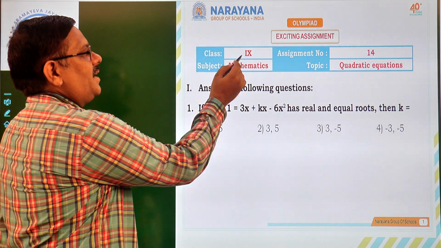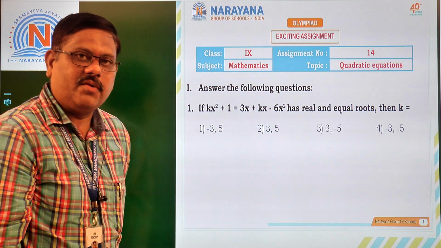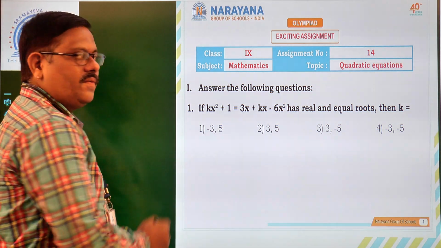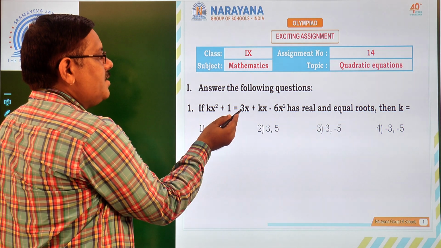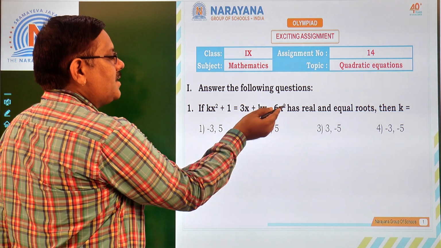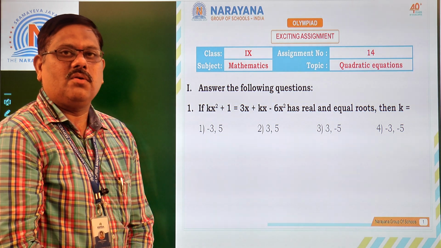Today for class 9 students, we are going to discuss assignment 14 on quadratic equations. Okay, now let us start with the first question. The first question is, if kx square plus 1 is equal to 3x plus kx minus 6x square has real and equal roots, what is the value of k?